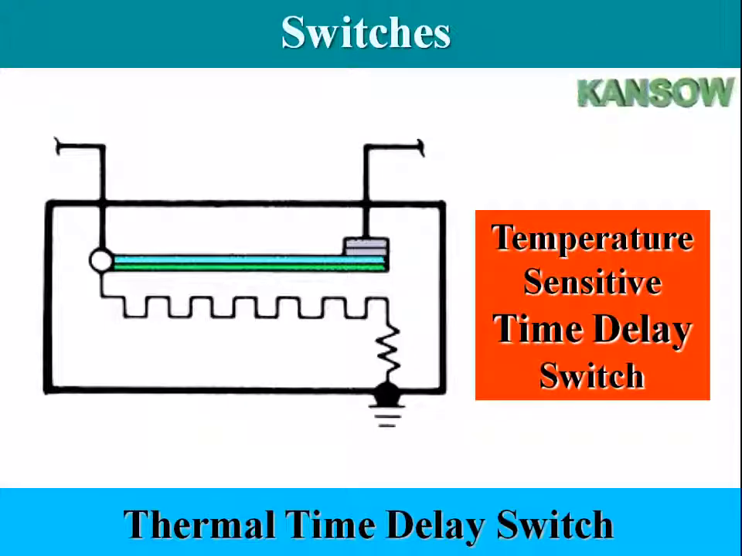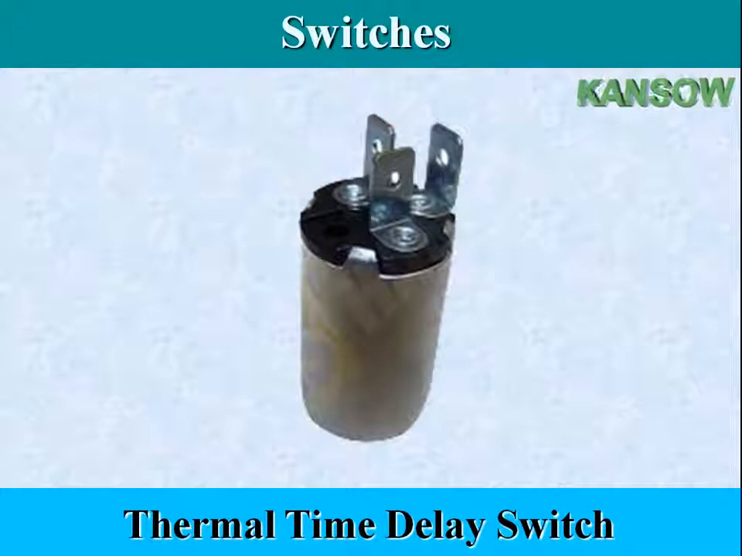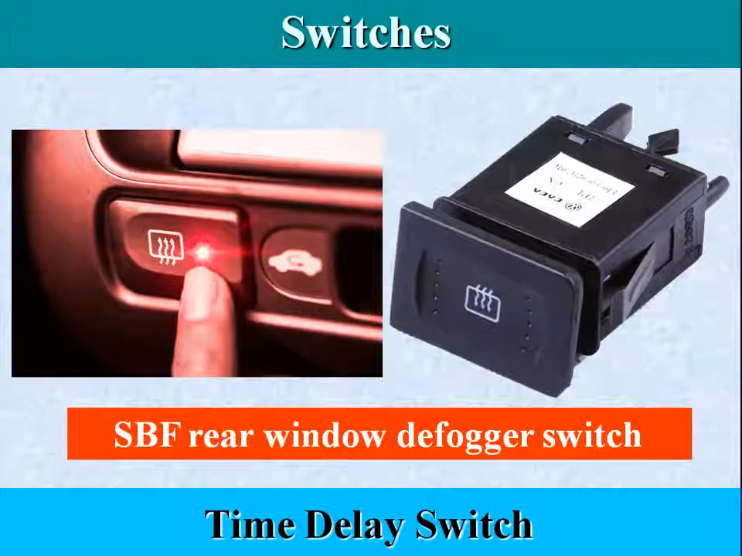The time delay switch contains a bimetal strip, contacts, and a heating element. The time delay switch is normally closed. As current flows through the switch, current flows through the heating element, causing it to heat, which causes the bimetal strip to bend and open the contacts.